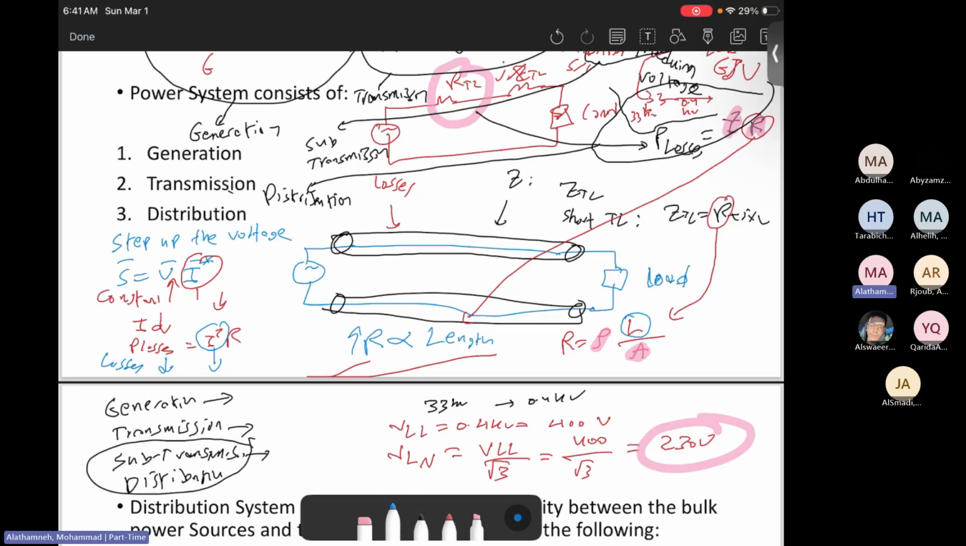So the thing here associated with the sub-transmission, when you go to this company, you will see there are two parts. The first part is associated with the medium voltage, or the sub-transmission, then the second part is associated with the low voltage, which is the distribution.